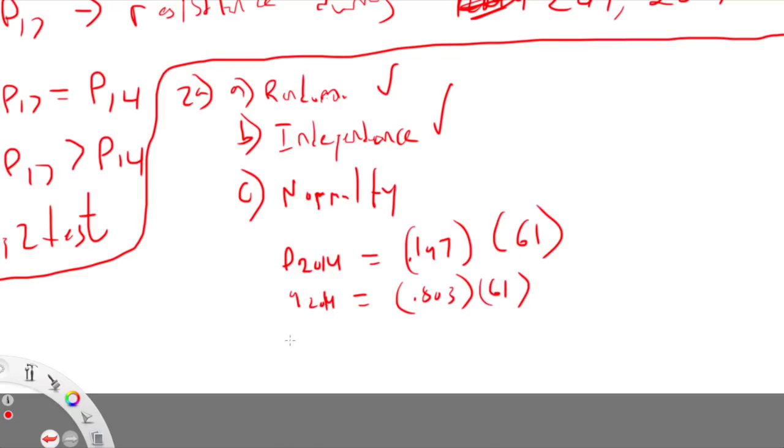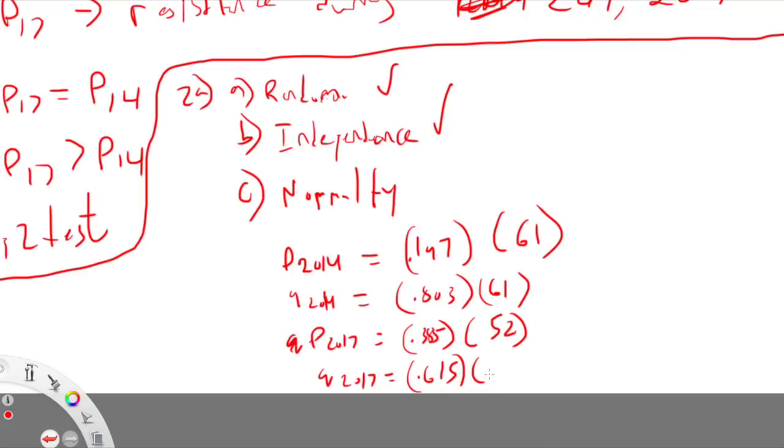And then P of 2017 is going to equal 0.385, 38.5%, times 52. And then Q of 2017, and all of these need to hopefully be greater than 10, is the assumption we're checking here, is going to be 0.615 times 52.